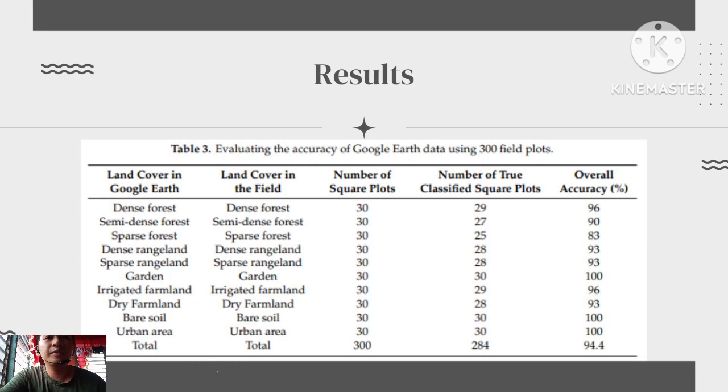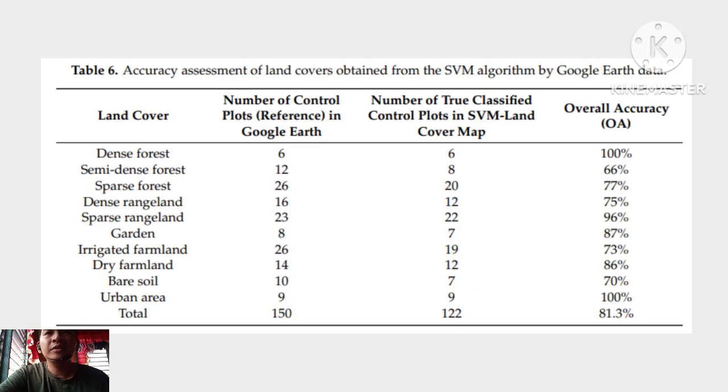For the results, here in our first table, we have the evaluation of the accuracy of Google Earth data using the 300 field plots. In total, the number of square plots is 300, and the number of truly classified square plots is 284. So the overall accuracy in total is 94.4%. And here in our next table, we have the accuracy assessment of land covers obtained from the SVM algorithm by Google Earth data, with an overall accuracy in total of 81.3%.